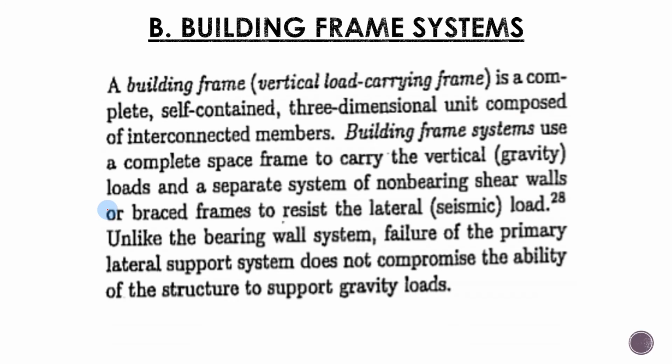Second is building frame system. A building frame or vertical load carrying frame is a complete self-contained three-dimensional unit composed of interconnected members. The building frame systems use a complete space frame to carry the vertical loads and a separate system of non-bearing shear walls or braced frames to resist the lateral load. So unlike the bearing wall system, failure of the primary lateral support system does not compromise the ability of the structure to support gravity loads.